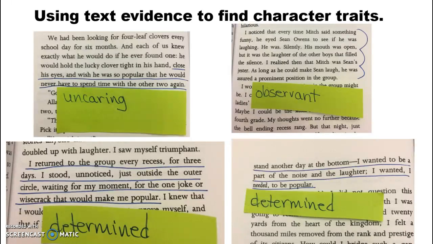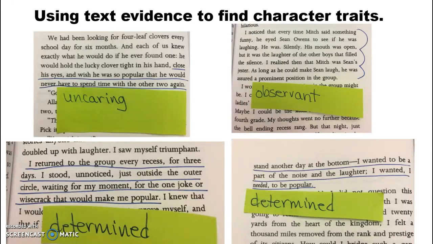This is another part. In the previous text, he couldn't stand another day at the bottom. I wanted to be a part of the noise and the laughter. I needed to be popular. Again, this shows to me that Will is determined. He's determined that he's going to make it into this group, no matter what it takes.